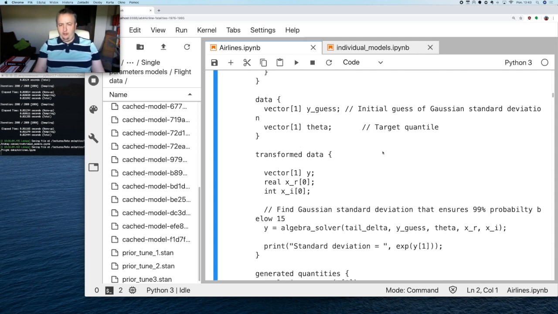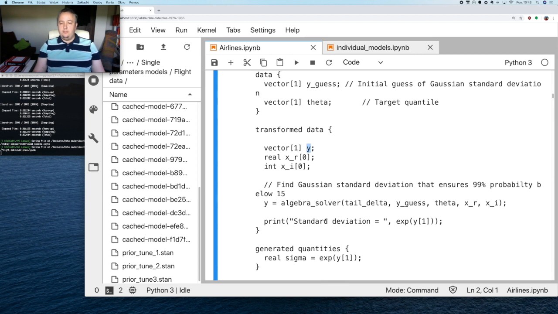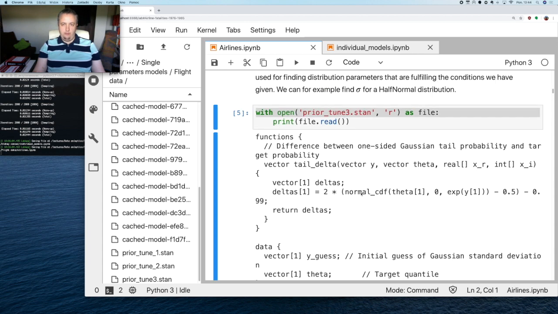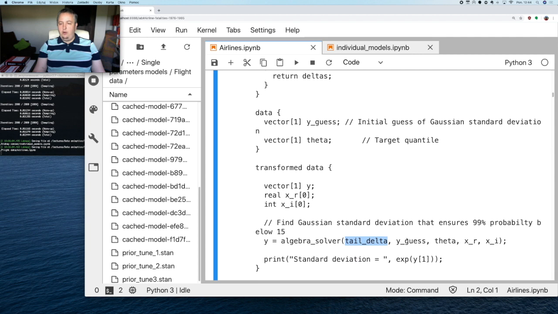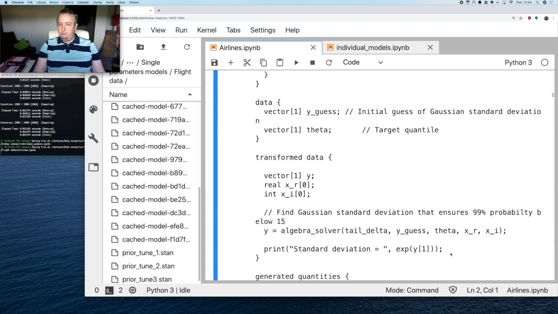Using the block of transformed data, we'll be able to compute our standard deviation, and we'll be doing it by these diagonal elements of the function, and we'll be using the algebra solver, which has to be supplied with all those elements of the system. So it will be our distribution from the function block. It will be our initial guess. It will be our value that we are interested in to be not below 15. It will be above theta actually. Will be below theta, and I'll have to correct it later.